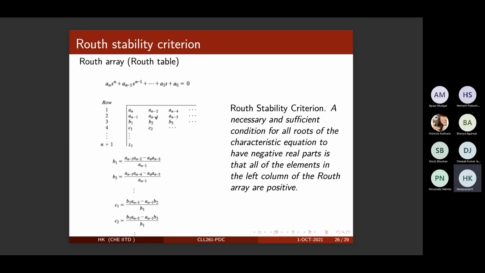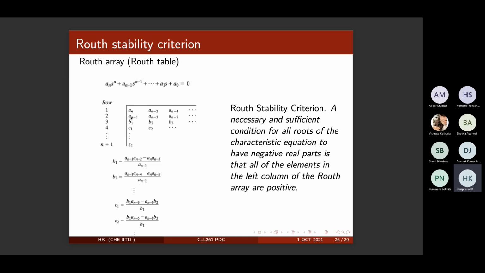So now you have to reduce. If n is the order of the polynomial, you have to construct n minus 1 rows. Again, fairly easy. First row, you have to keep this base. So how to calculate B1 here? B1 would be an minus 1 into an minus 2 minus an into an minus 3 divided by an minus 1. So that you will get B1.